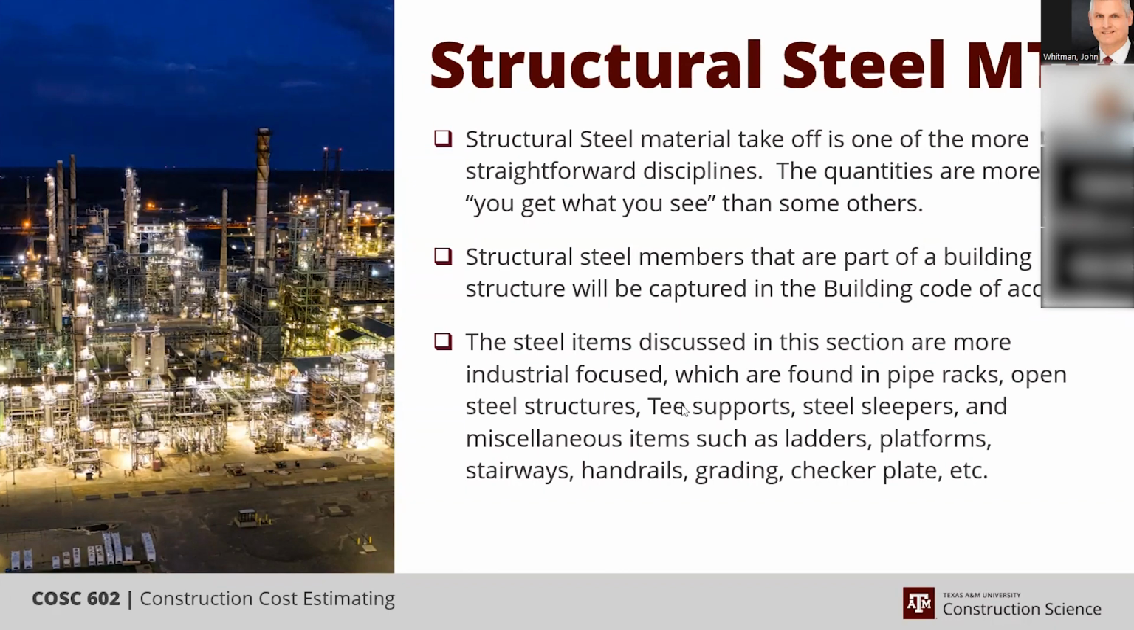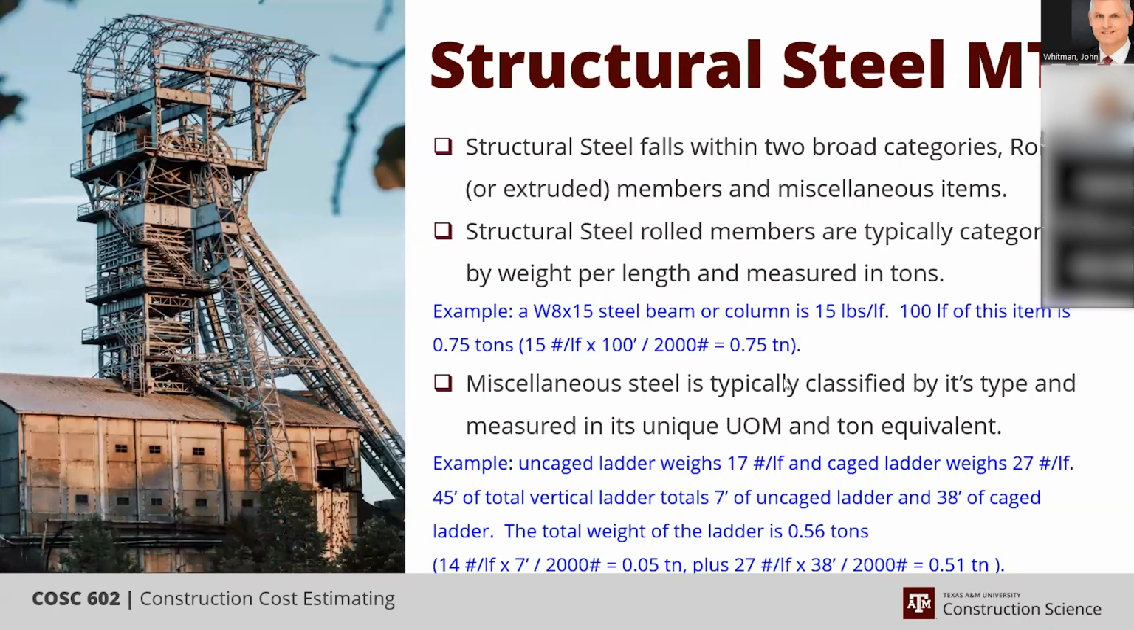So, in addition to the pipe racks and the open steel structures that I'm mentioning, you've got T supports and steel sleepers, and then miscellaneous items, which we'll talk about in more detail here in a minute. Taking the steel off, quantifying the steel, there's two primary categories. One's the rolled or extruded members, which are just what we call basic shapes, and then the miscellaneous items. The structural steel rolled members that we're taking off, whether they're extruded or rolled, they're basic shapes. You usually can take them from the steel drawings fairly easily.